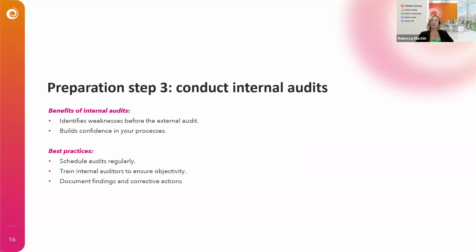Preparation step 3, conduct internal audits. Internal audits are like a rehearsal for the real thing. They help you identify weaknesses and give you a chance to address them before the external audit. Make sure your internal auditors are well trained and objective, and document everything: findings, corrective actions, and follow-ups. This demonstrates to the auditor that you're proactive about maintaining your system.